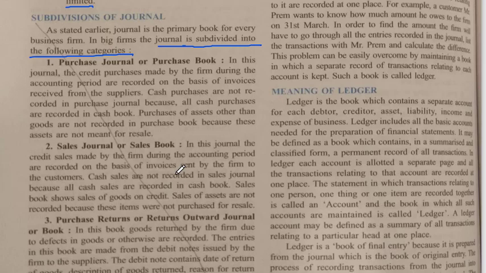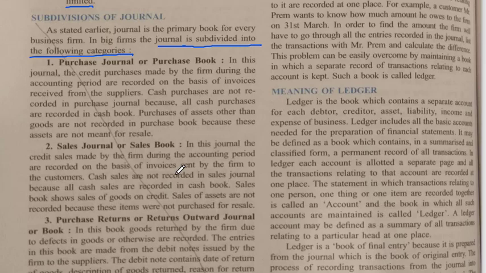This is one category. In this journal, the credit purchases made by the firm during the accounting period are recorded on the basis of invoices received from the supplier. So all the credit purchases that we have made, we record here. Cash purchases are not recorded in the purchase journal book, because all the cash purchases are recorded in the cash book. So we have a separate cash book where we record all the cash transactions. We have a purchase book where we record all the purchases made on credit.